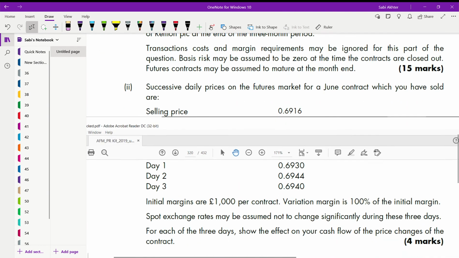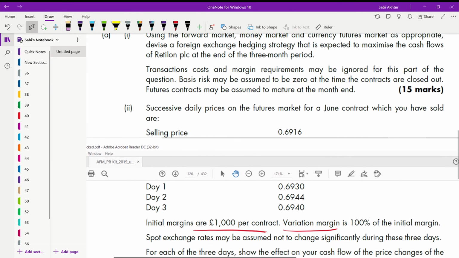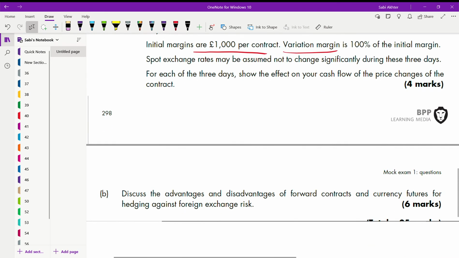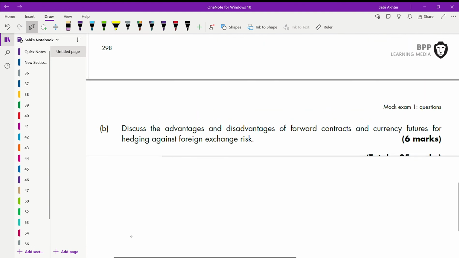And also you have this money market. You have been given the initial margin. You have been given the variation margin. So make sure that you know how to show the impact on it. And finally part C, where advantages and disadvantages of forward and future. Compare both.